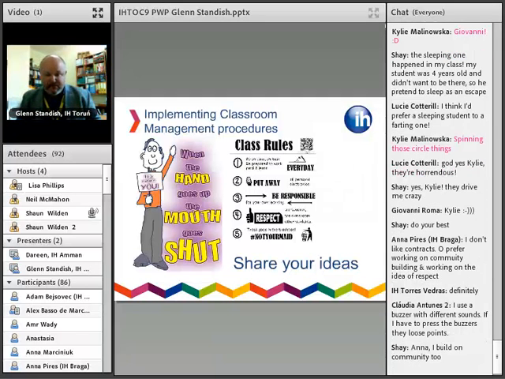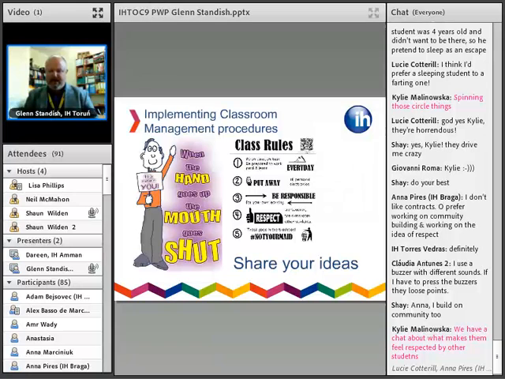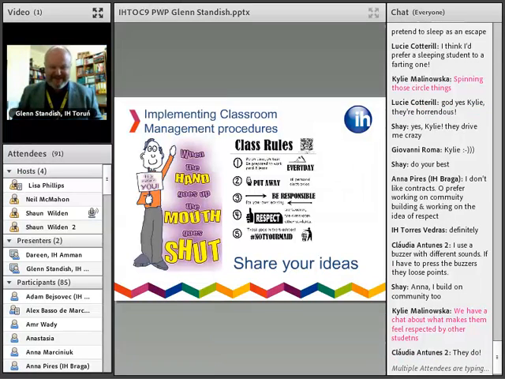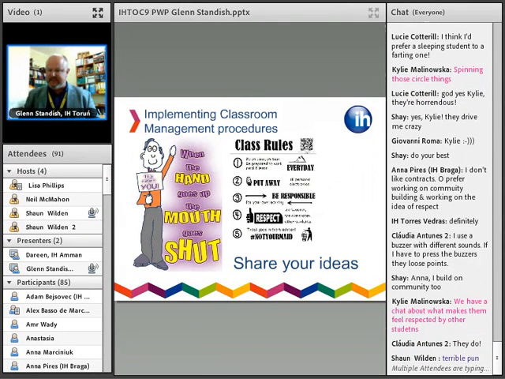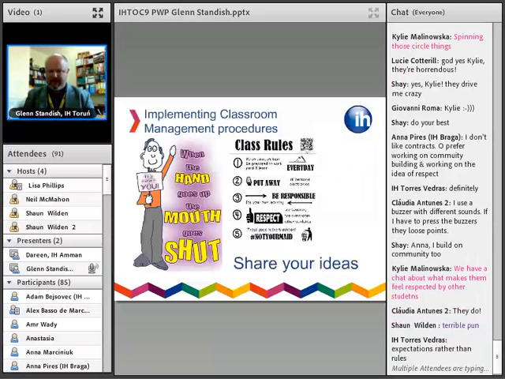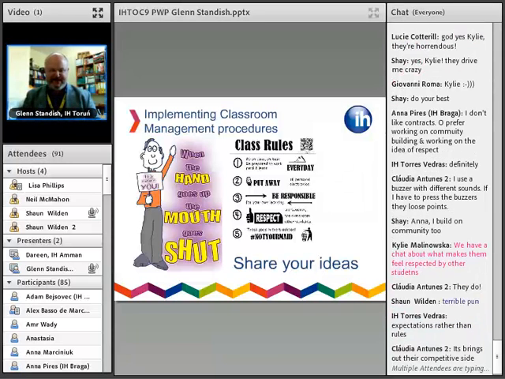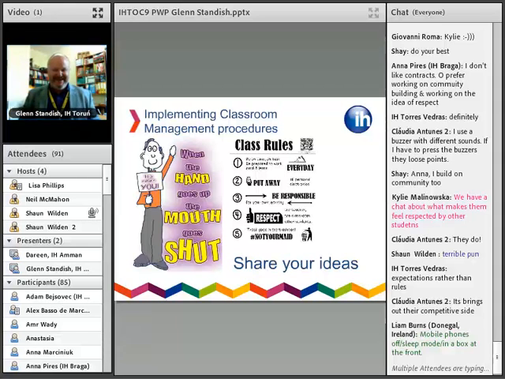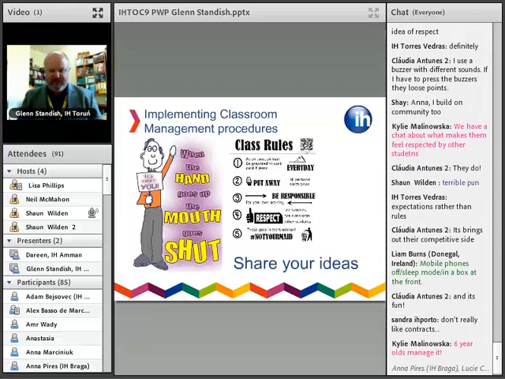Any other ideas coming out? See, Claudia's writing away. Use a buzzer with different sounds. That's interesting. So if I press the buzzer, they lose points. And I can imagine the teenage young learners get a real buzz out of it. Pardon the pun. Kindly, we have chatted about what makes them feel respected by other students. So that's kind of a mature thing, but yeah, I like that. Okay, terrible pun, Sean, I know.